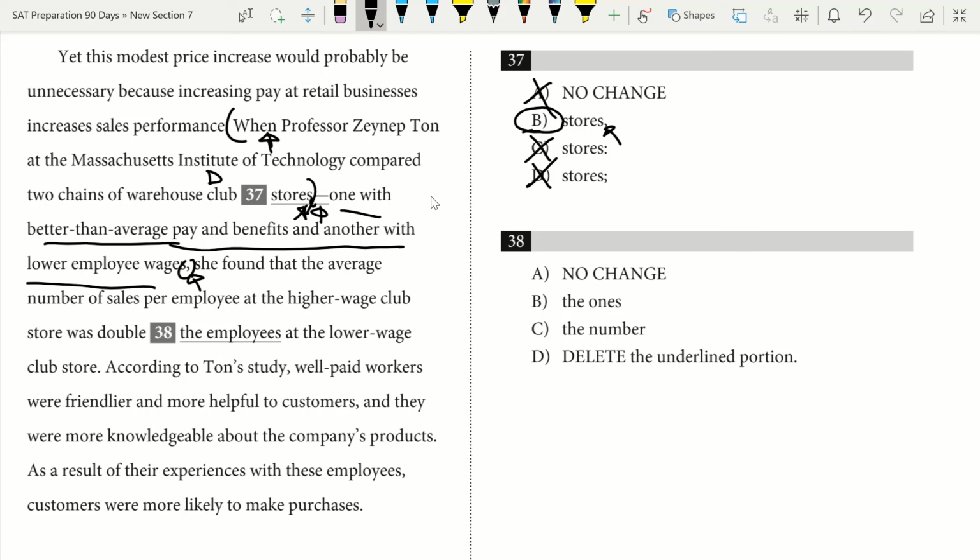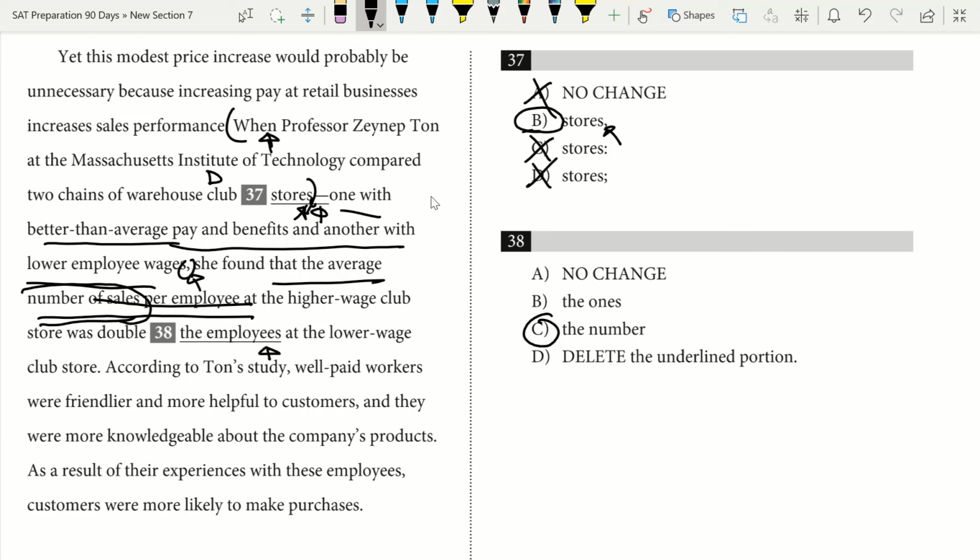All right, next we got, she found that the average number of sales per employee at the higher wage club was double the employees at the lower wage club. Well, it's not double the employees at the lower wage club. It's double the number at the lower wage club, right? Because we're talking about the average number of sales per employee. The "of sales per employee" is not really what we're looking at. We're really looking at that average number, okay?